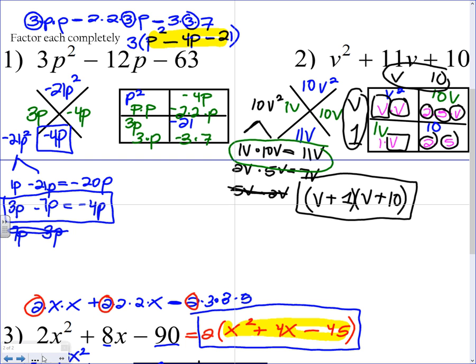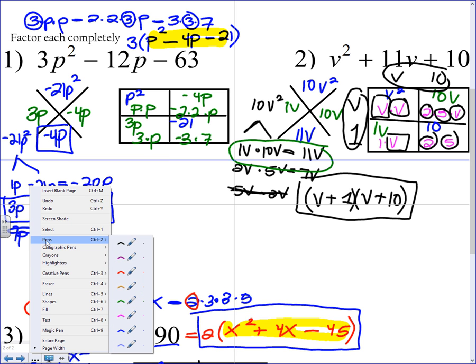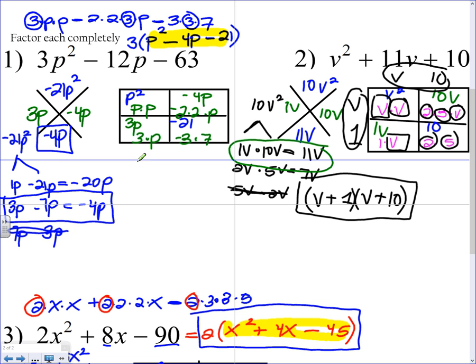Now, let's see what factors they have in common. Bottom ones, they have a 3 in common, not a negative, but only the 3. So I'm going to put a 3 right here. Top ones, what factors do they have in common? They both have a p. So I'm going to circle 1p. Now, the left two boxes, what do they have in common? They have a p in common. So right here on top, I'm going to put 1p in common. Now, what do these two have in common? Okay, they have nothing in common.